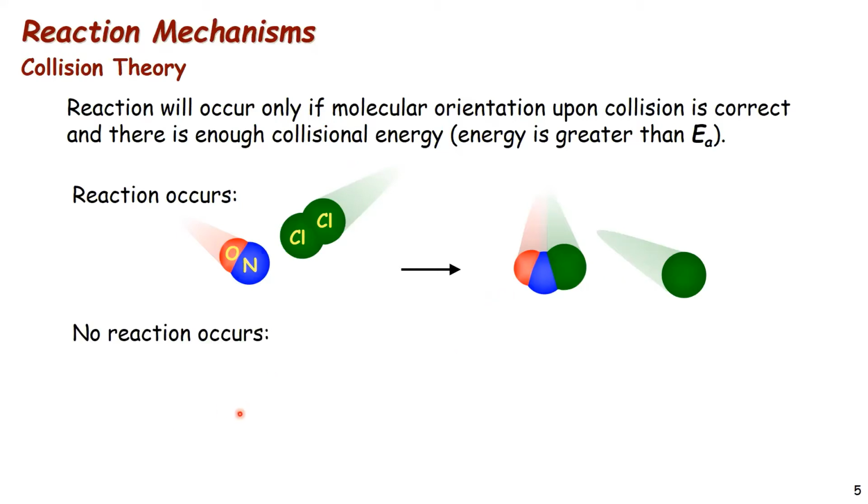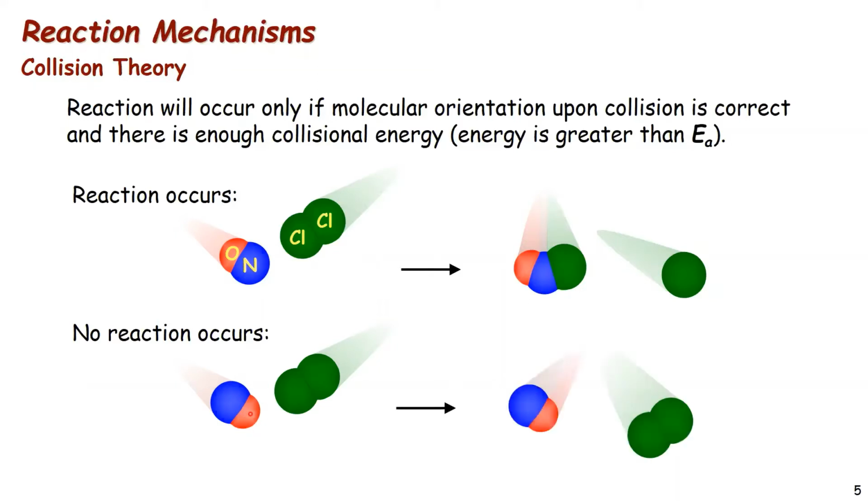Now let's say we have the same two molecules, except this time, instead of the chlorine running into the nitrogen, the chlorine bounces into the oxygen. Well, that's going to result in no reaction at all. They're just going to bounce off each other like billiard balls. So you can see they both had the same amount of energy, but this one just didn't collide properly. It had to hit the nitrogen, not the oxygen. So that's what we mean by proper orientation.